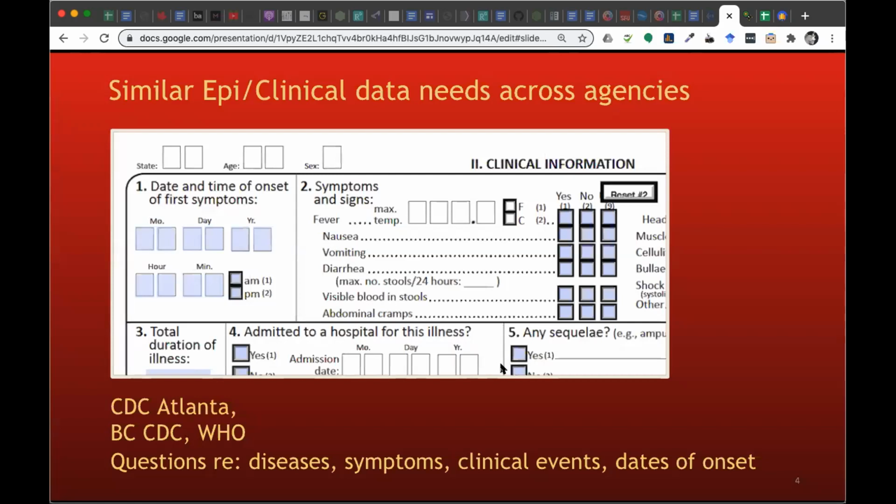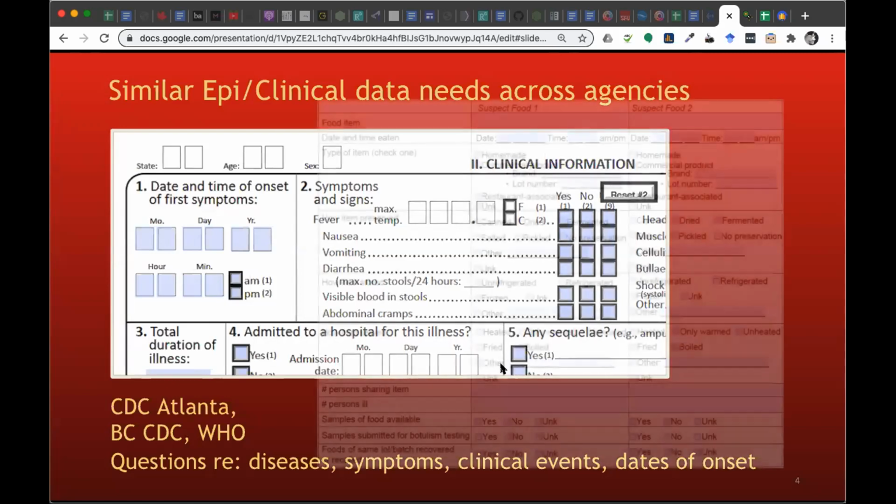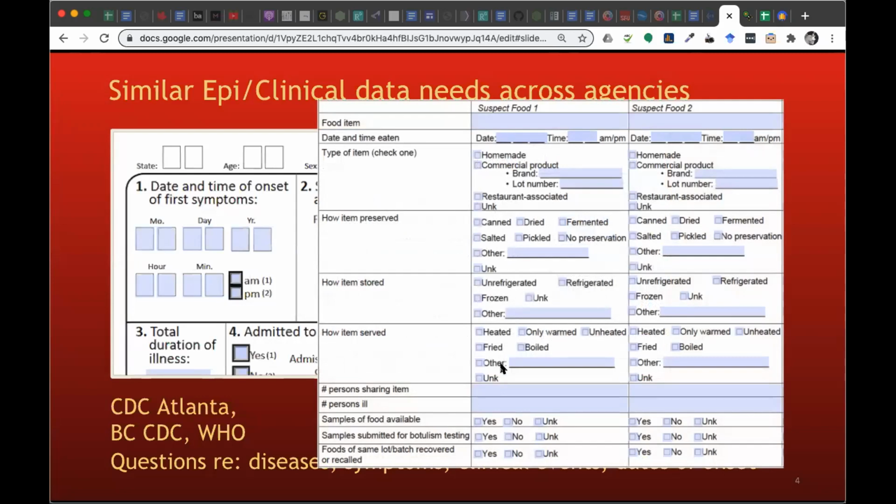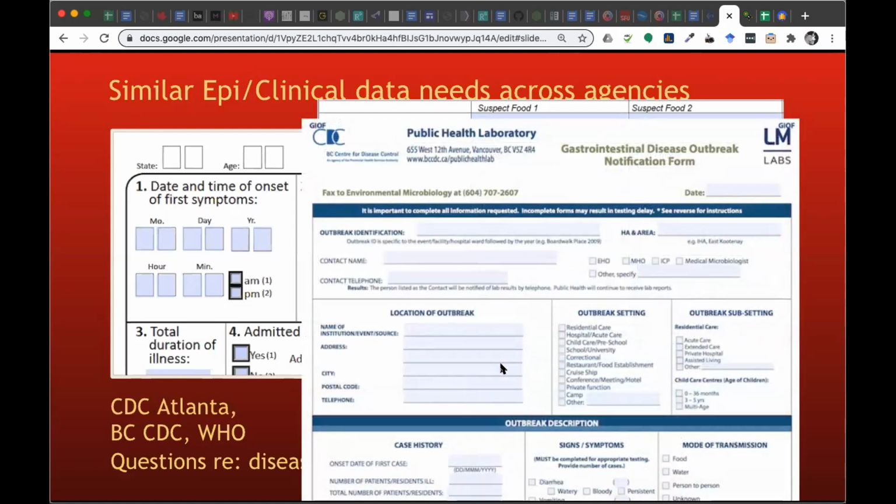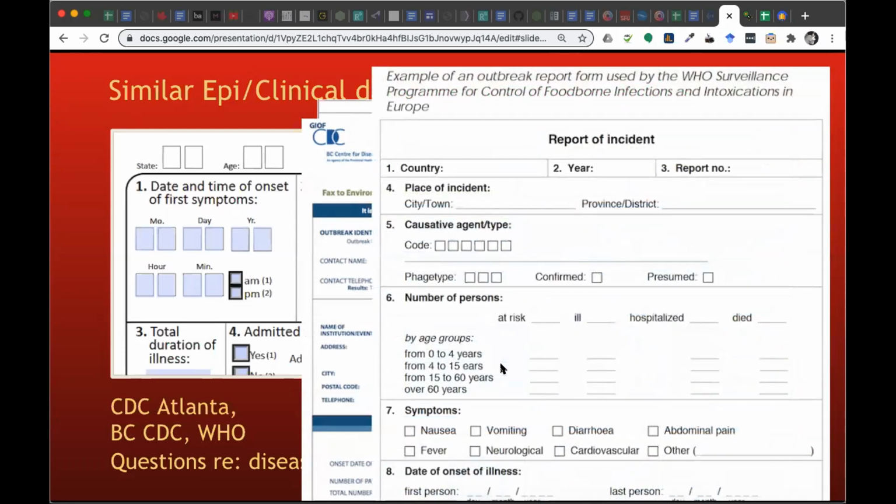This is exemplified by the interview forms that different public health agencies have. Here we're looking at the CDC Atlanta interview forms that look at people who've come in contact with risky food, with foodborne outbreak, what kind of disease, hospitalization, date and time, all the who, what, where, whens of an investigation, and this food, food descriptions. What did you eat? Was it preserved, unrefrigerated? And are samples available? So all of this food vocabulary is needed across agencies, and the interview sheets are really very similar between the BC CDC, the WHO, and other agencies. So that's just to frame the problem.